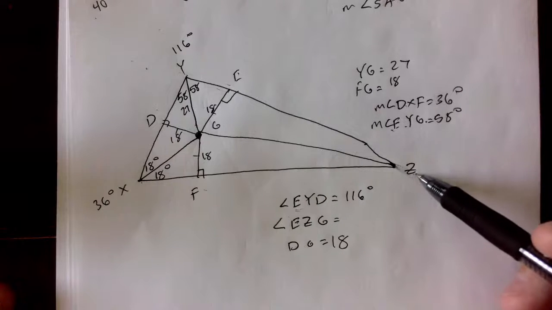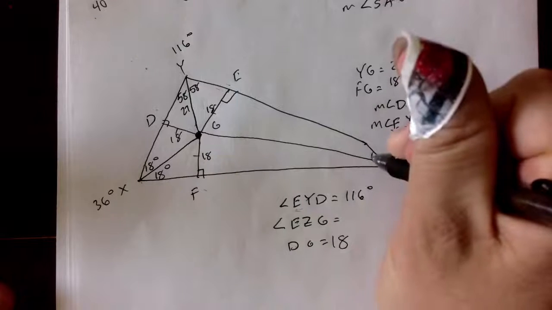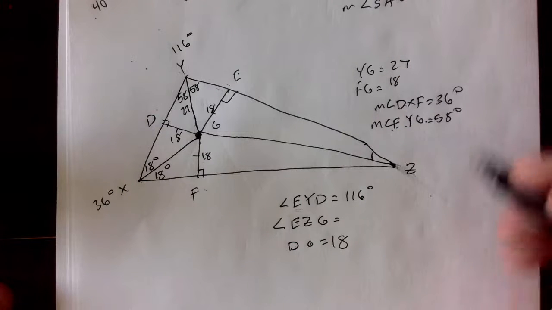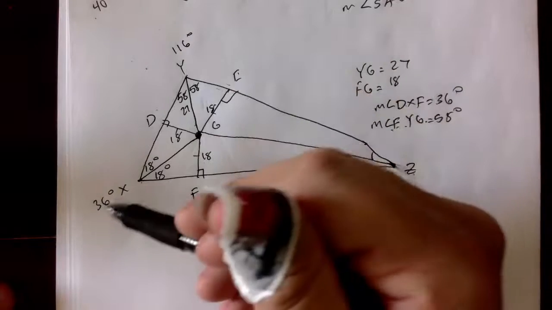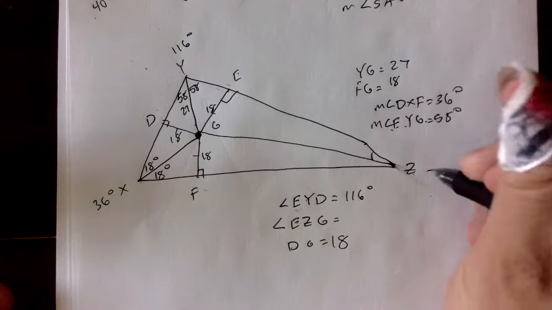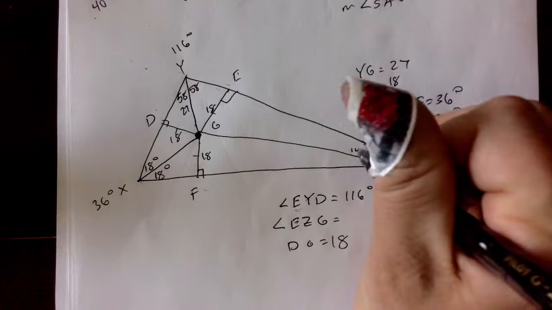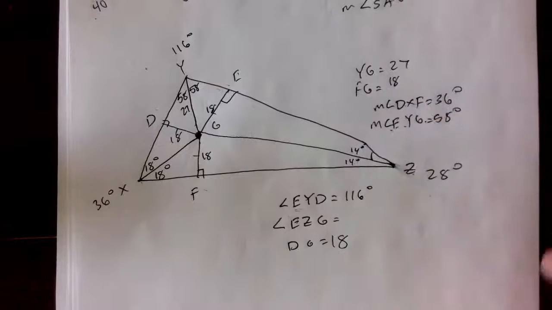Alright, now we got to get this last angle, because the last thing they want is EZG, which is that angle right there. We can find that by going 36 plus 116, which is 152, which tells us that this entire angle is going to be 28, which means each one of these has to be 14. So we know that's going to be 14 degrees.